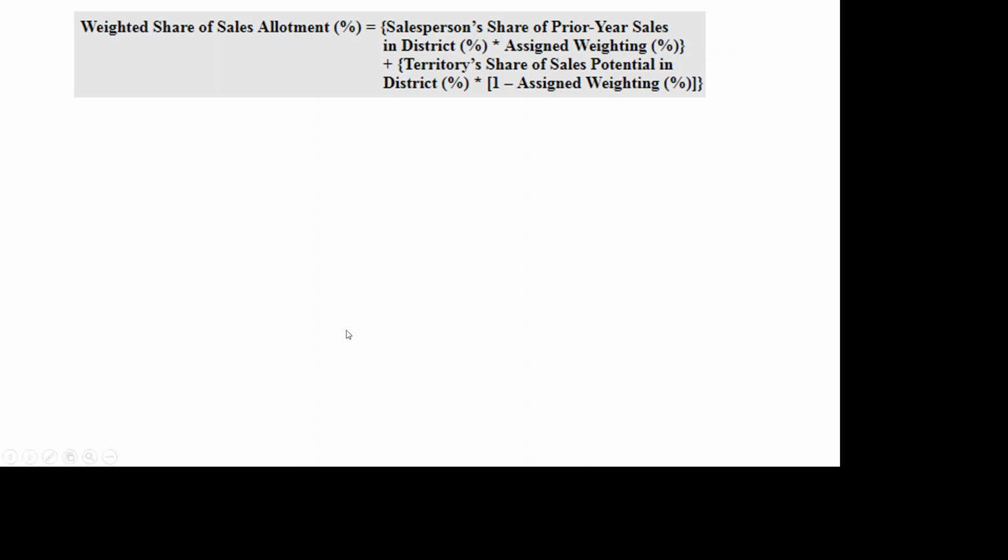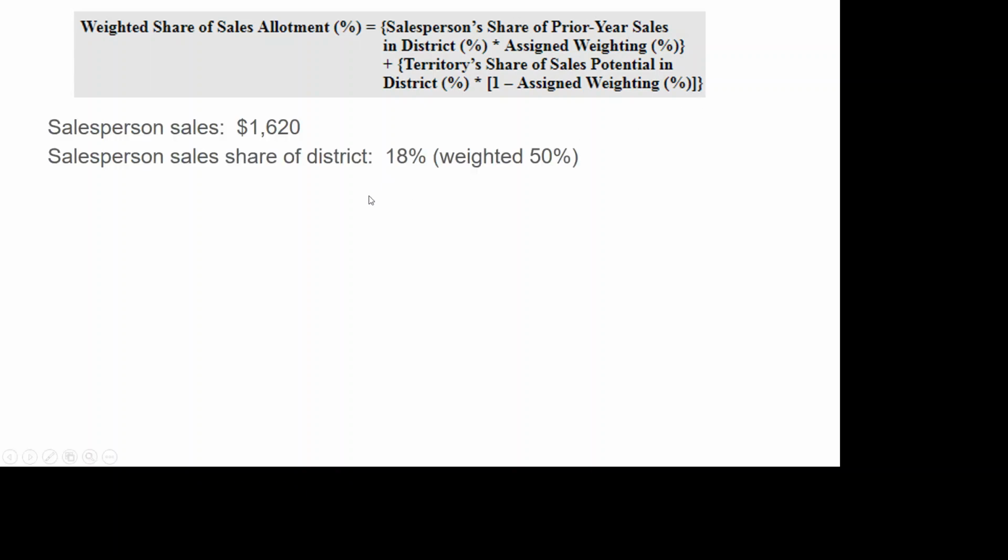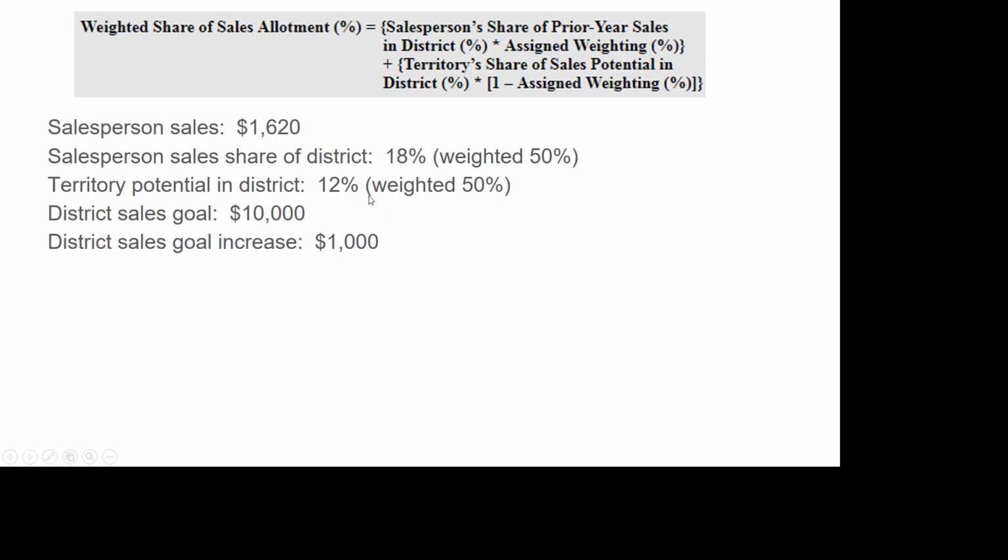Then we have something called weighted share of sales allotment. So in this situation, we can add a couple other figures to this to make it a little more representative of potential and performance. Okay, so we're going to throw our same numbers in here. The sales manager has decided that I'm going to weight salesperson's goals 50% on their share of sales and 50% on share of potential or territory potential.